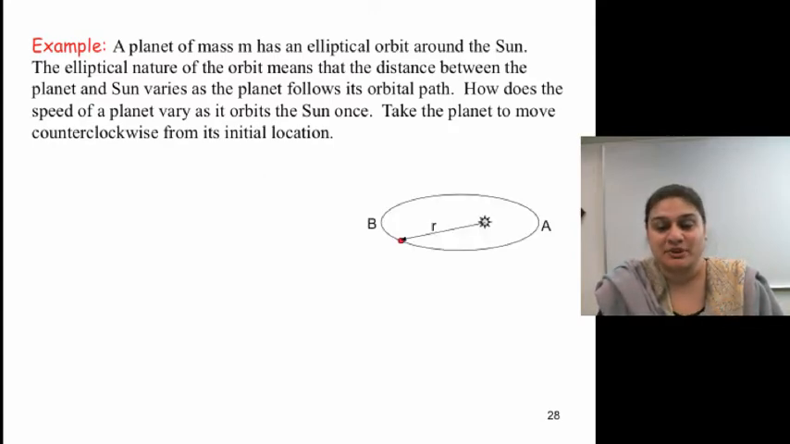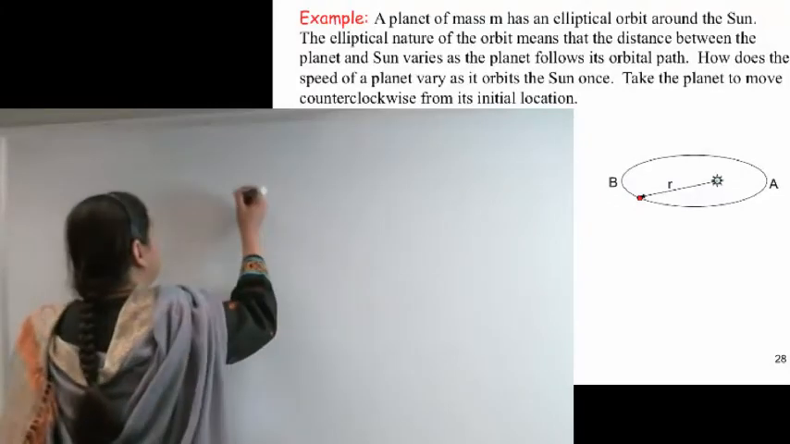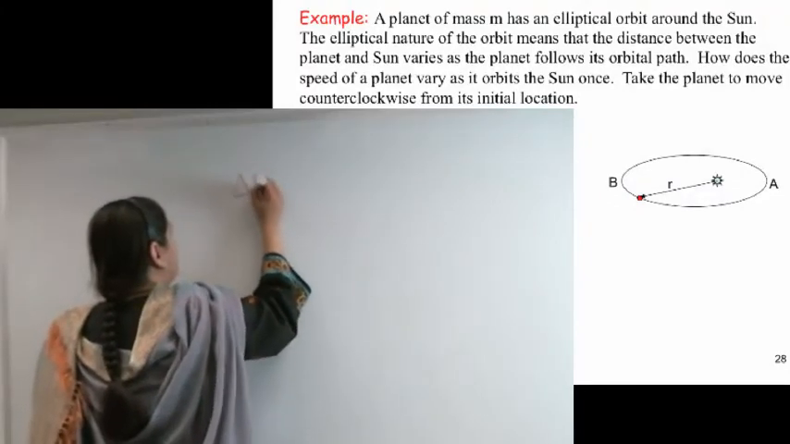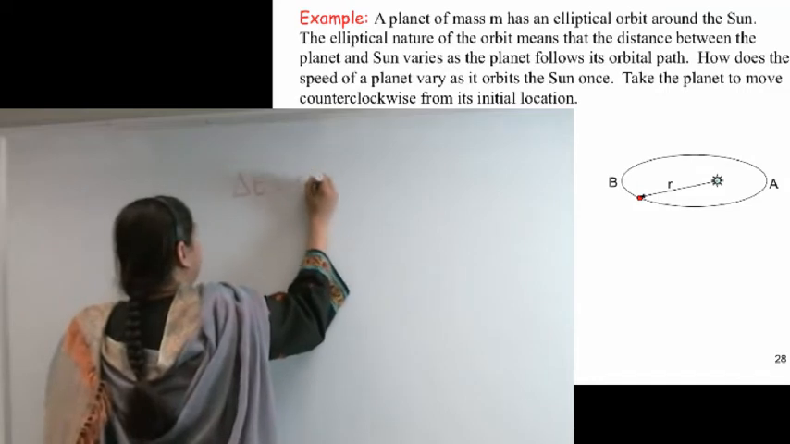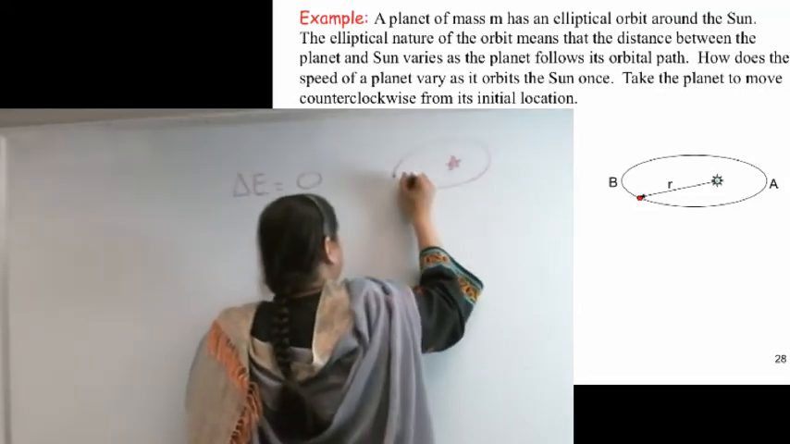So this is pretty much what it means. We have a sun, we have an object, we have a certain distance between them, and this is moving in a counterclockwise direction around the sun. So now how do I find the speed of the planet? Well, in this case, I'm going to use some of the information that I have learned. I know that the total energy of this planet and the sun system is going to remain constant, right?